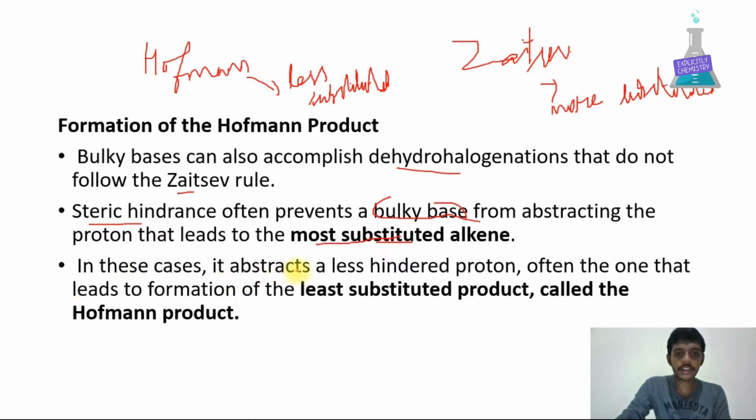In such cases it abstracts the less hindered proton, often one that leads to the formation of the least substituted product. The least substituted product is called the Hofmann product. In the E2 mechanism, if we use a bulky base, the Hofmann product, which is least substituted, is formed.